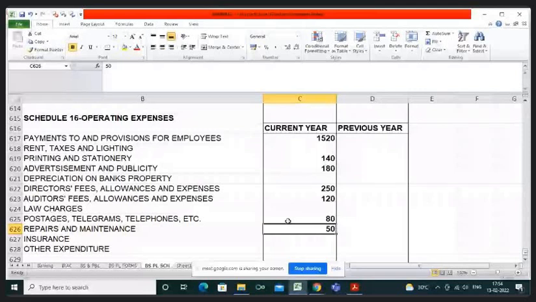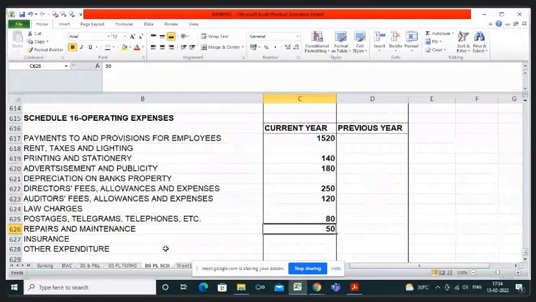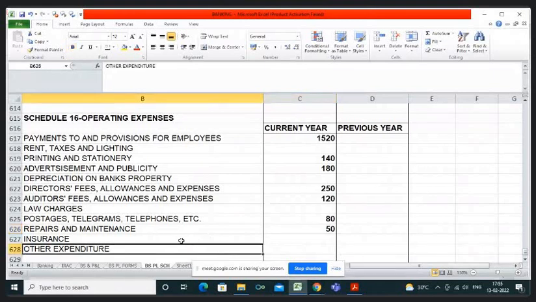We don't have information about depreciation or other items. So whatever is given in the question, we have already taken to the respective schedules. Now what we need to do is total each of these schedules and take it to the profit and loss account.